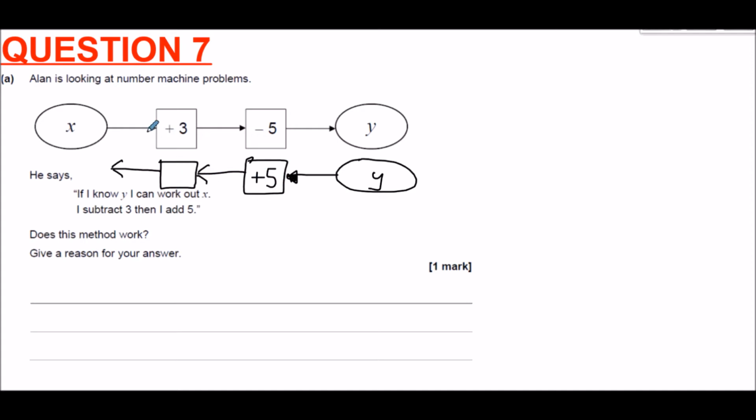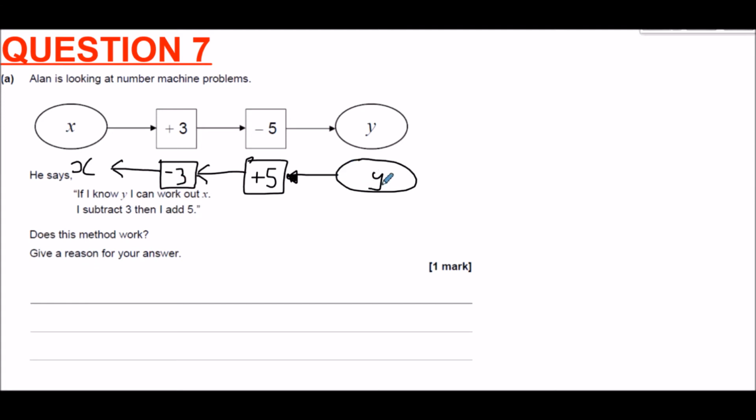And at this step, he was adding 3 going right, so going left, going the opposite way. Instead of adding 3, he'll do the opposite, which is taking away 3. And that's how he'll get x. So does this method work? Give a reason for your answer.